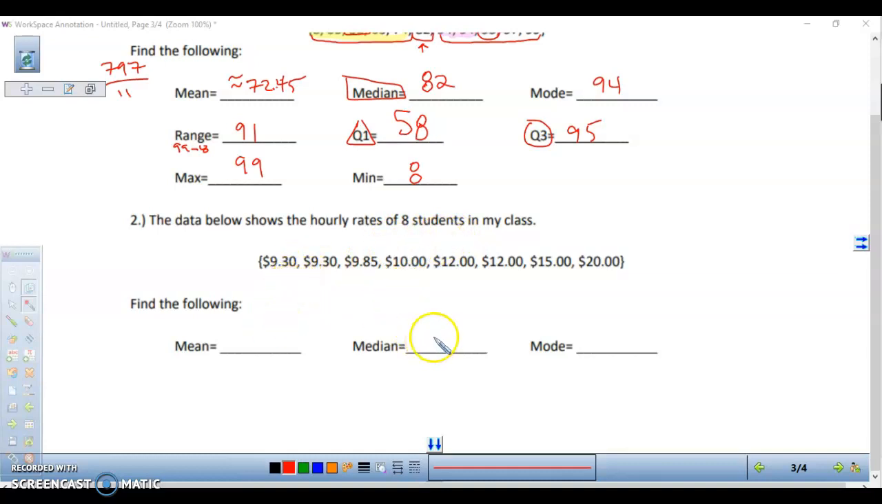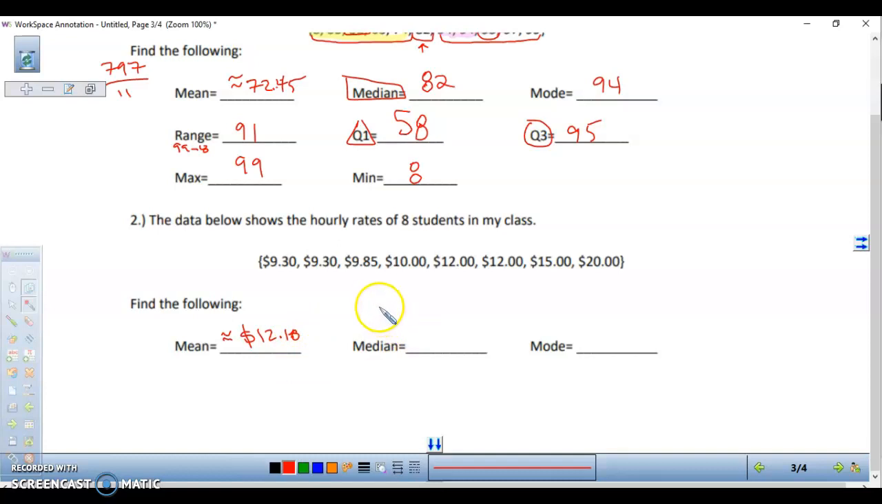And so I'm just going to calculate the mean, the median, and the mode. So the mean, I'm going to add up all these numbers, and I'm going to divide by 8 because there are 8 numbers. So when I do that, when I add them all up and divide by 8, I get that the average or the mean is approximately $12.18. All right, so the average hourly rate of those students was $12.18.